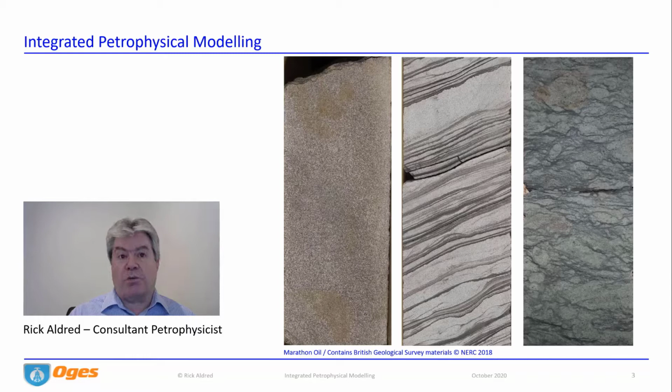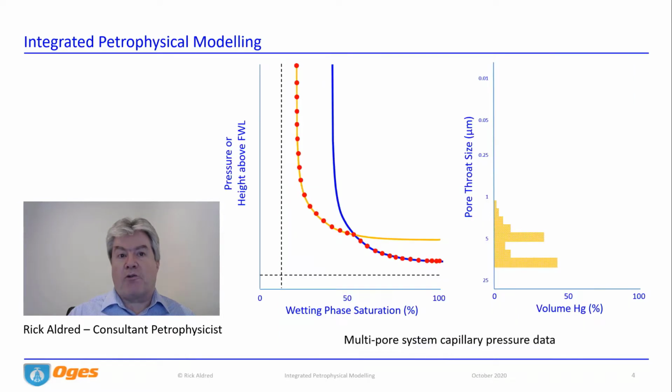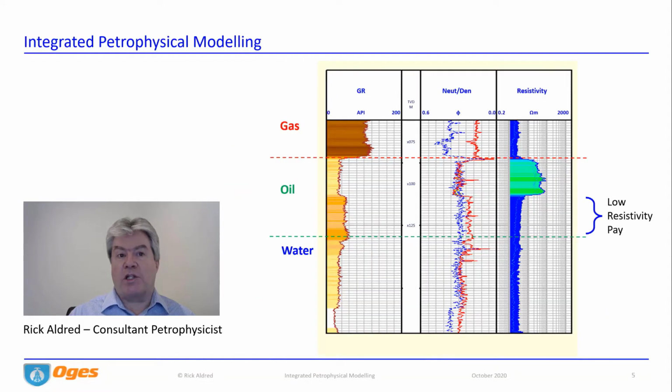To get around this problem, we can model the components of the formation, such as the different layers in a thin bed sequence, and account for the effects of formation geometry and heterogeneity. For example, we can model multi-pore systems to see how they affect capillary pressure data, and then build more reliable and accurate saturation height functions. We can also see how the geometry of different layers affects resistivity measurements, often leading to low resistivity pay zones.